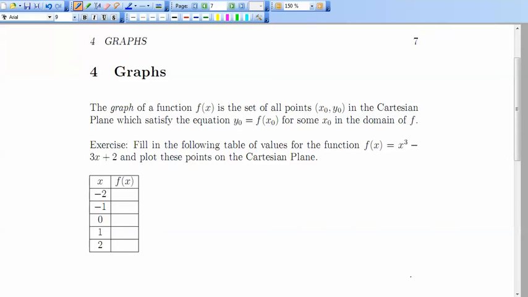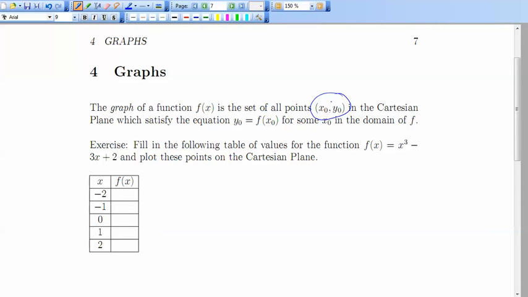So remember, for a function you always have an input and an output. And if a certain input, when you put it into the function, gives you a certain output, we can connect together those two values, the input value and the output value, and we'll plot them on the Cartesian plane as the x and y coordinates.